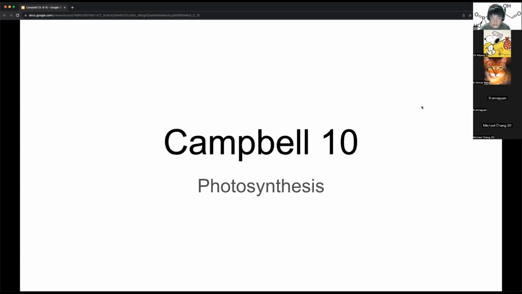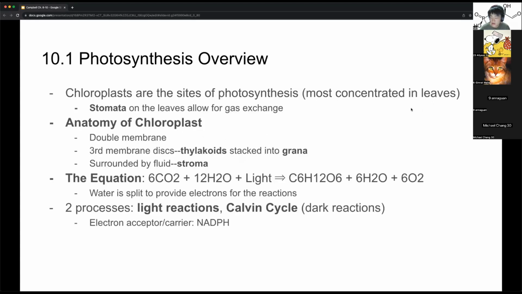Okay, so photosynthesis. Overview of photosynthesis: obviously the equation is 6CO2 plus 12H2O plus light equals C6H12O6 plus 6H2O plus 6O2. The equation won't be tested that much, but you should probably still know it, especially for people in AP Bio. But there are two processes: the light reactions and then the dark reactions, which is also the Calvin cycle. And instead of NADH, they have NADPH and NADP plus.